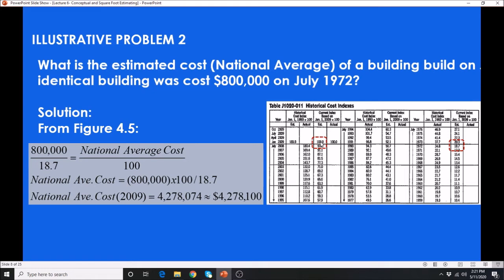So we have here the current year, January 2009, that's 100. That's the national average. And in 1972, the estimated current index is 18.7. So that's the reason why we have here 18.7. So for us to be able to determine the national average, you just need to cross multiply those two, and that will give you 4,278,100 if the same building will be built today, that is in 2009. Okay, that is building on January 2009.